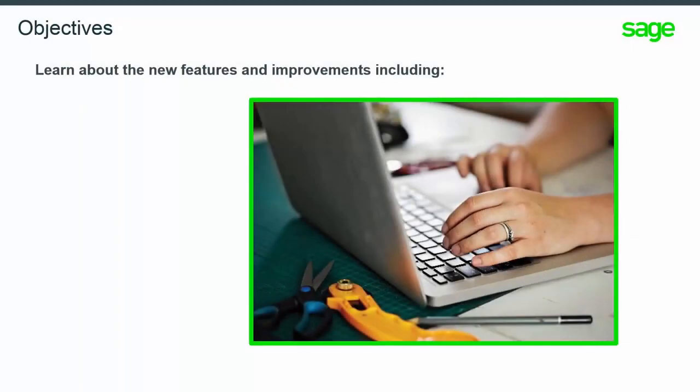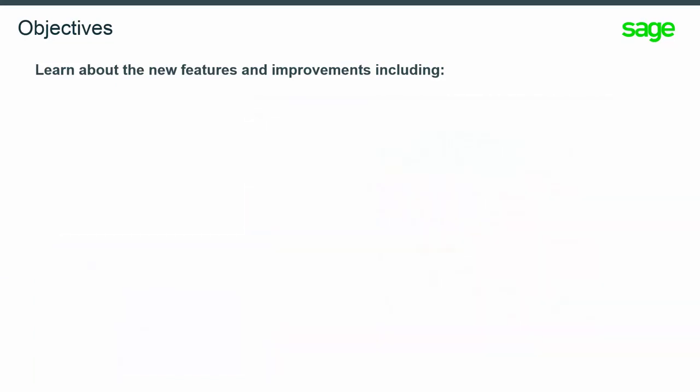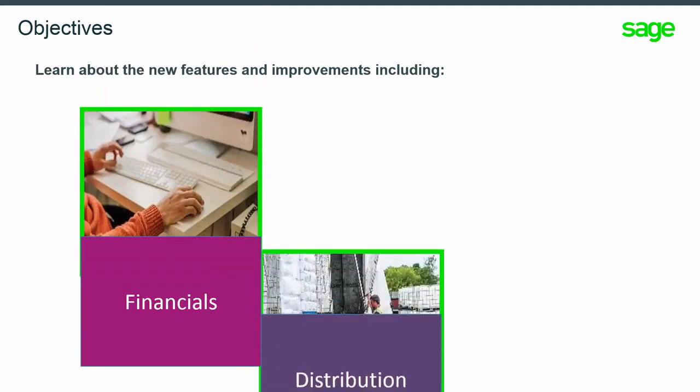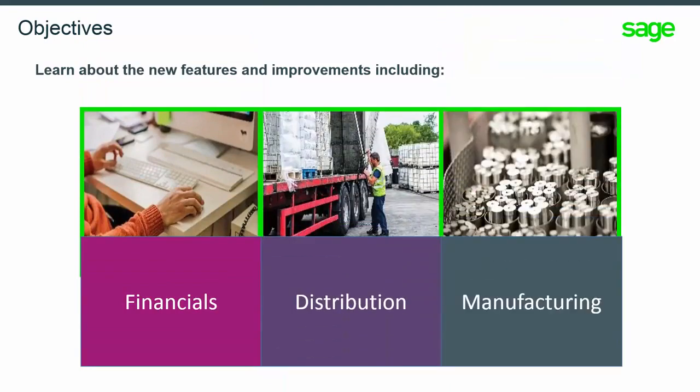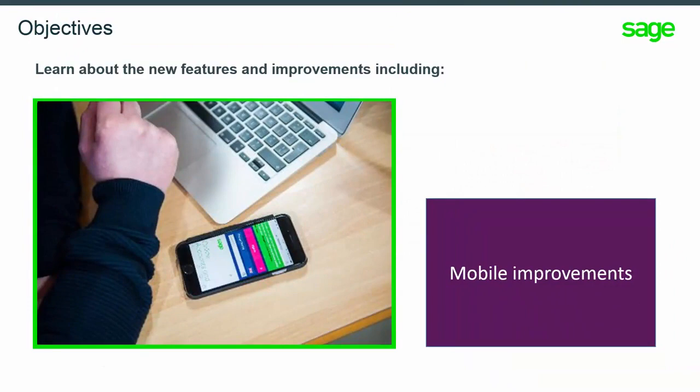In this training video, you'll receive a high-level overview of the new features and improvements of Sage X3 Cloud version 11. This includes improvements to the user interface, as well as improvements in the areas of financials, distribution, and manufacturing, and many improvements that have been made to the mobile interface.